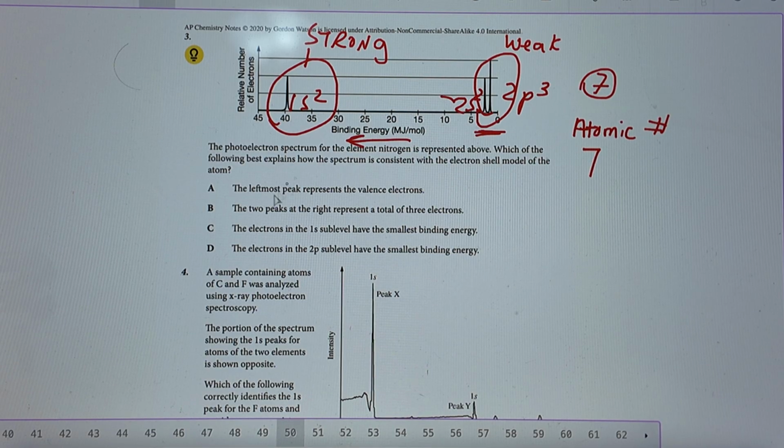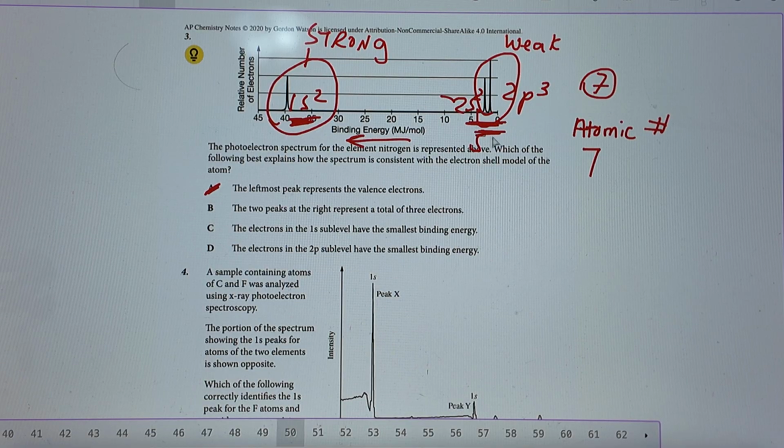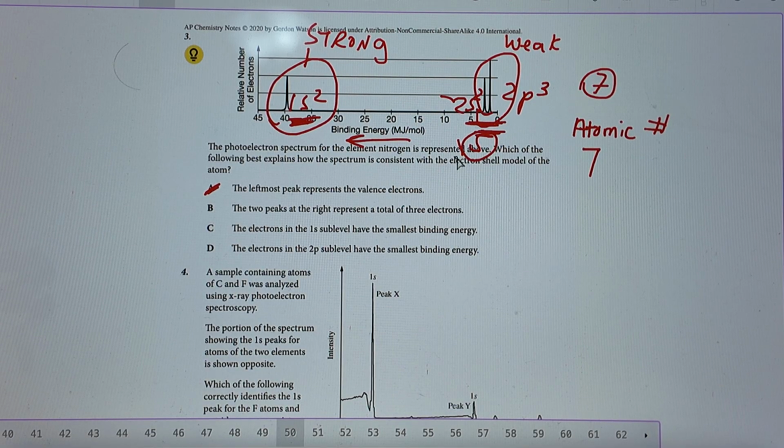The leftmost peak represents the valence electrons. No, that wouldn't be. 1s2 does not represent the valence electron, so this is wrong. The two peaks on the right have a total of 3 electrons. That's not true. 2s2 plus 2p3, right here, there's 5 electrons, right? So it's definitely not B.